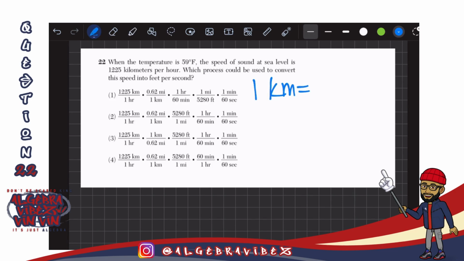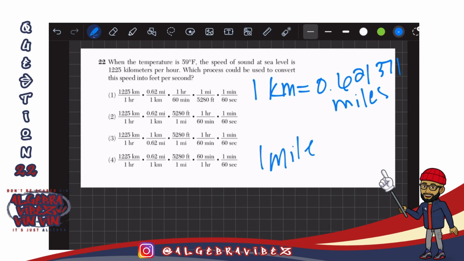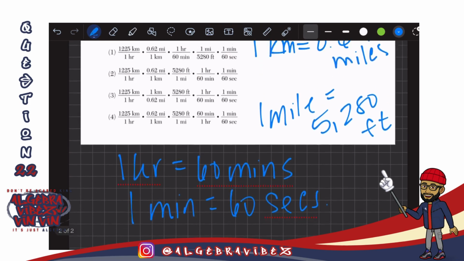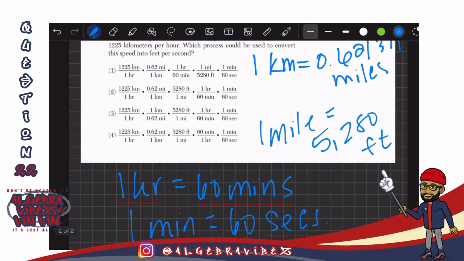1 kilometer, which is equal to 0.6211371 miles. And then we're going to also need to know that 1 mile is equal to 5,280 feet. We're then going to keep going and we're going to say to ourselves, we need to know that 1 hour is equal to 60 minutes. And then 1 minute is equal to 60 seconds. So we need all this information right here.